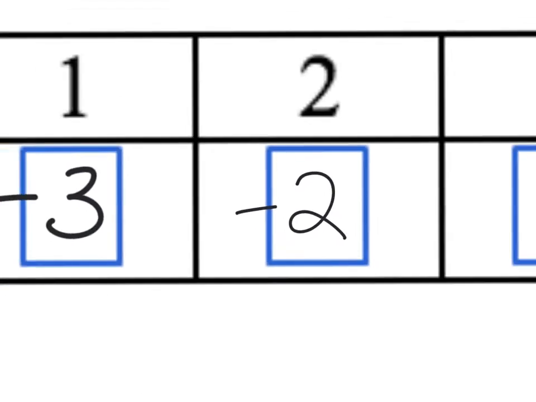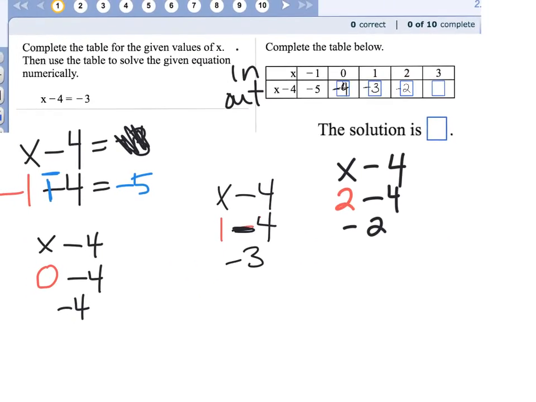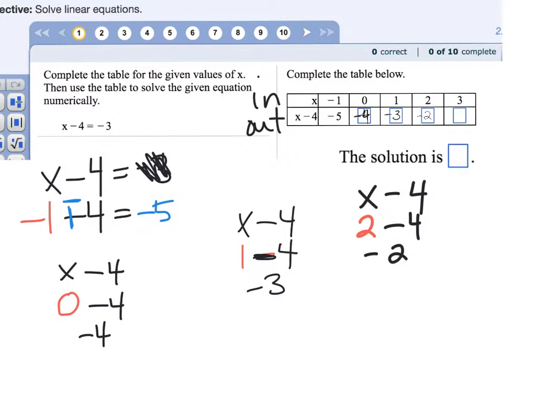So our output right here is a negative 2. And then the last recipe, so to speak, is going to be x minus 4, but we're going to input a 3. 3 minus 4 equals negative 1, so it's a negative 1 right there.